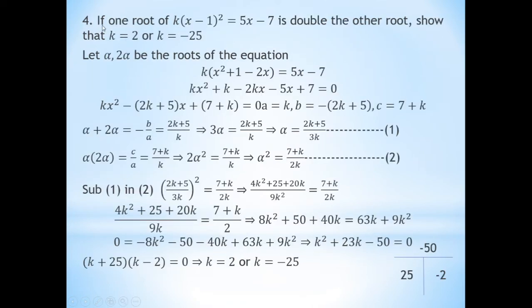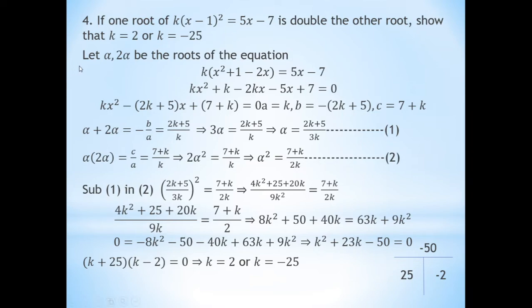Next problem. If one of the roots of k into x minus 1 the whole square, which is equal to 5x minus 7, is double the other, show that the value of k is equal to 2 or minus 25. So it is given one root is double the other. What do you mean by double? Suppose the root is 2, the other root will be 4. That means 2 into 2, 4. Suppose the root is 5, the other root will be what? 10. That means just double it, just multiply by 2.